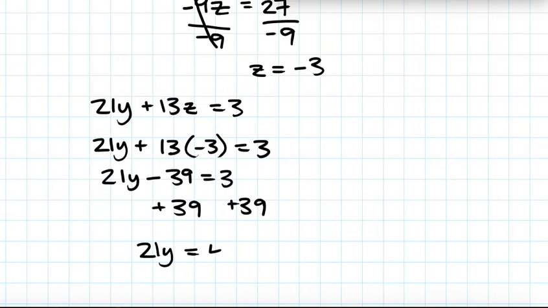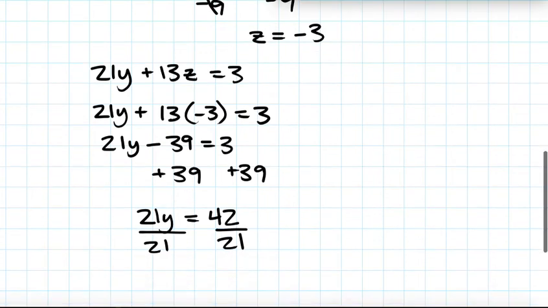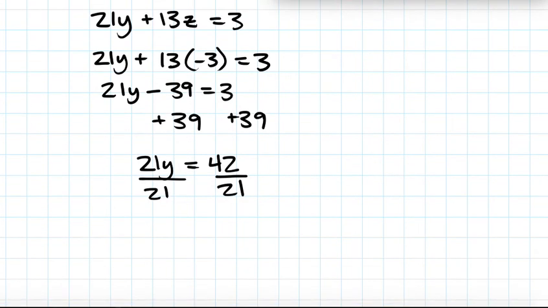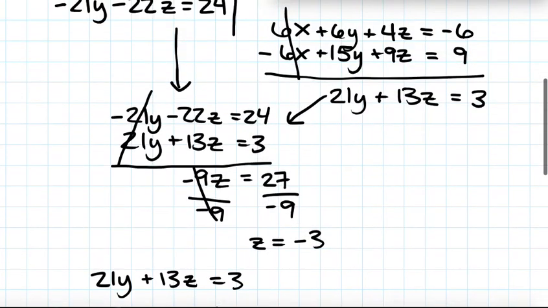-3 times 13 is -39, so 21y minus 39 equals 3, and 3 plus 39 is 42, and 42 divided by 21 is 2. So that worked out nicely. So I have z, I have y. Last thing I need to do is find x.